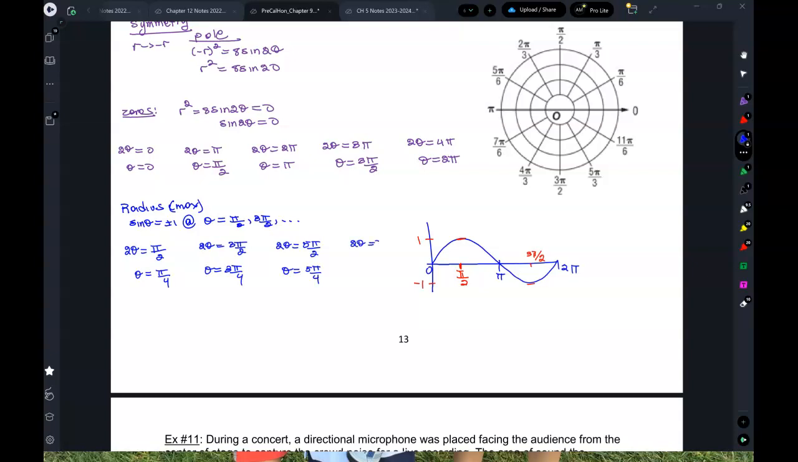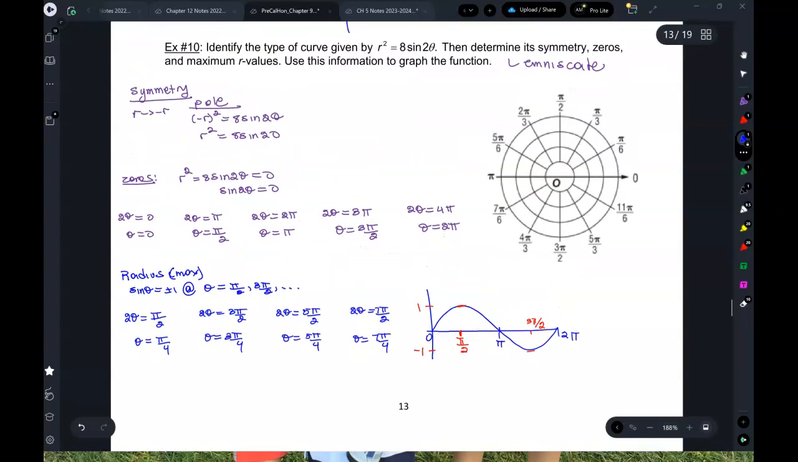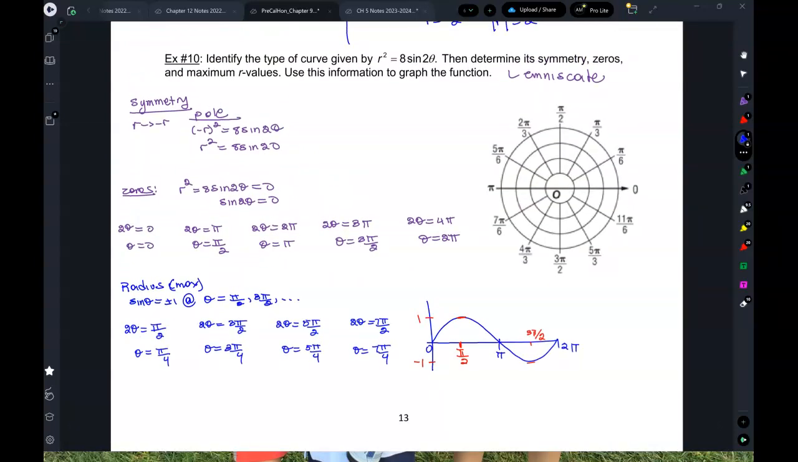When 2 theta is 7 pi over 2, theta is 7 pi over 4. Okay, that's in general. However, what is this function? It's a lemniscate. It's r squared equals blah, blah, blah. So if r squared equals that, what's r equal to? Plus or minus the square root of 8 sine 2 theta, correct?